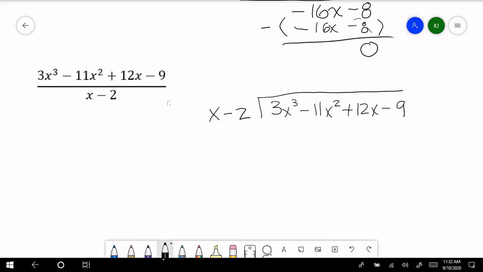Okay. So remember, all I really care about is this first one. What do I have to multiply x by to get 3x cubed? I've got to multiply it by 3x squared, right? What do I have to multiply this x by to get that there, to get 3x cubed?